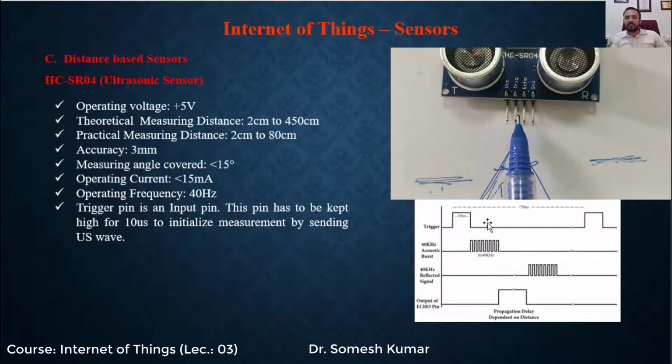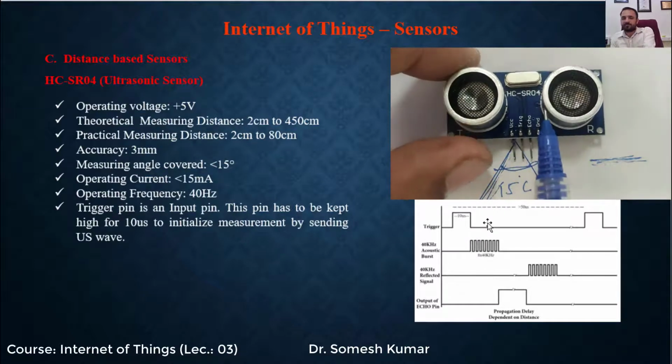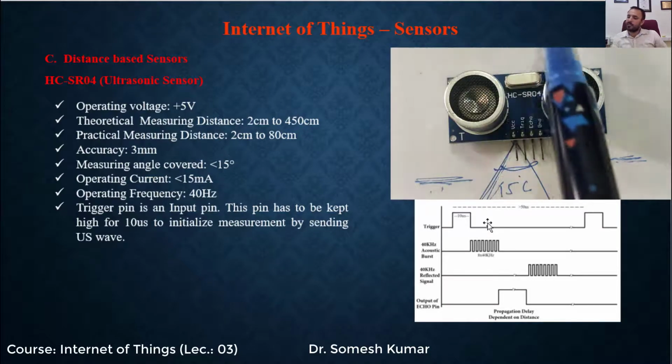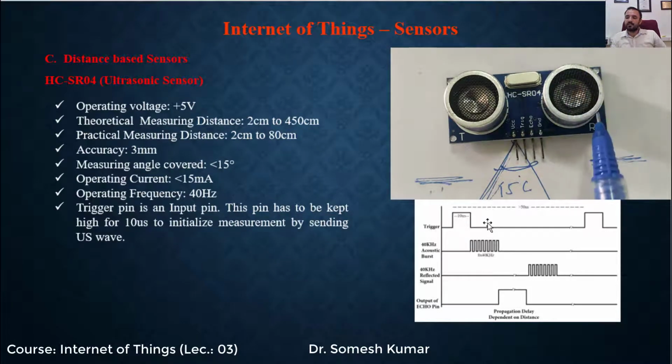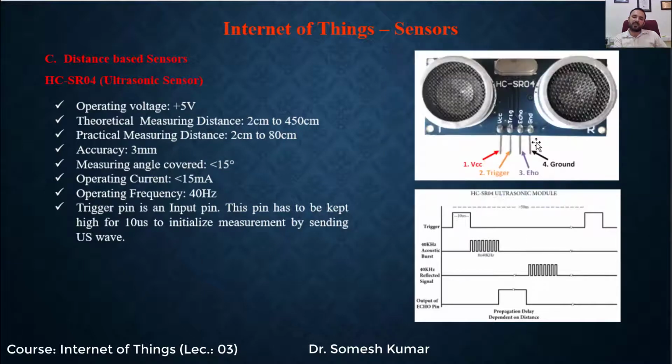Fine. So after 10 microseconds, this acoustic wave is sent by this transmitter, and then if an obstacle is present here, these waves are received by this receiver, and the time taken between transmitting and receiving is basically your delay. With the calculations using this delay, we can calculate the distance between our obstacle and our ultrasonic sensor.